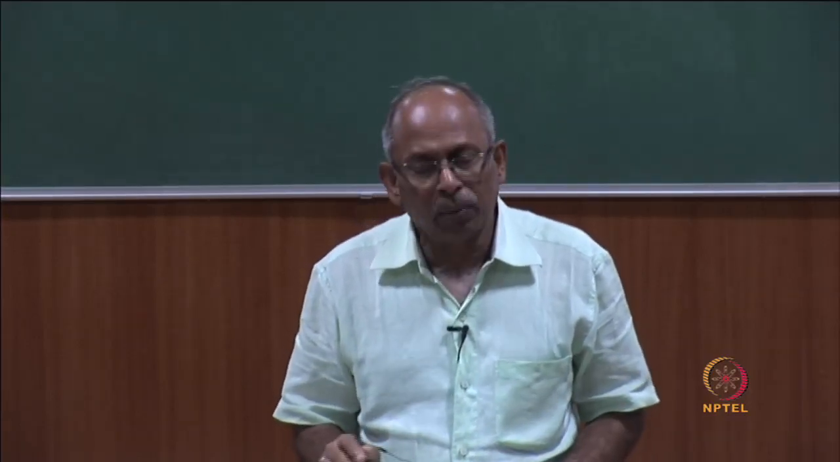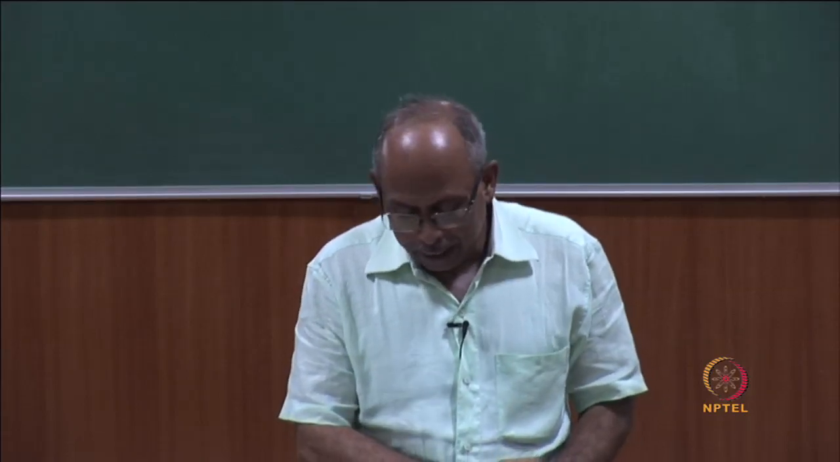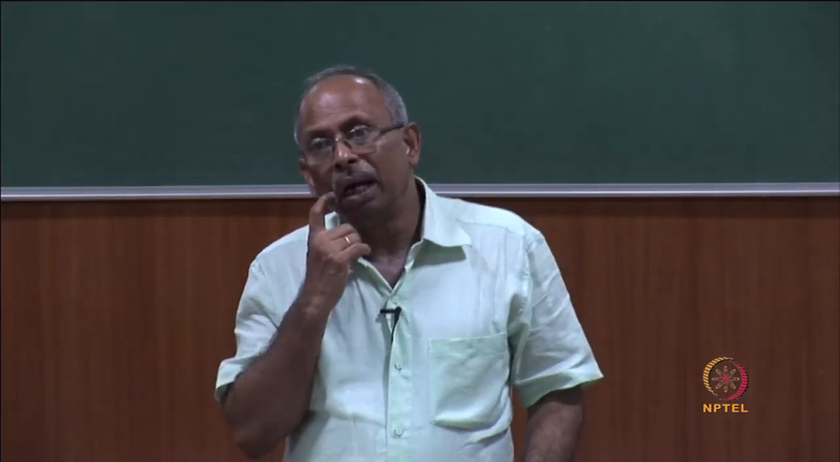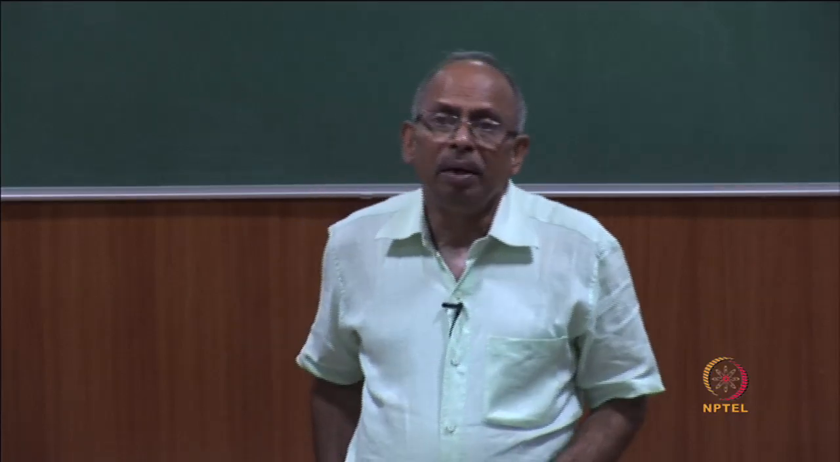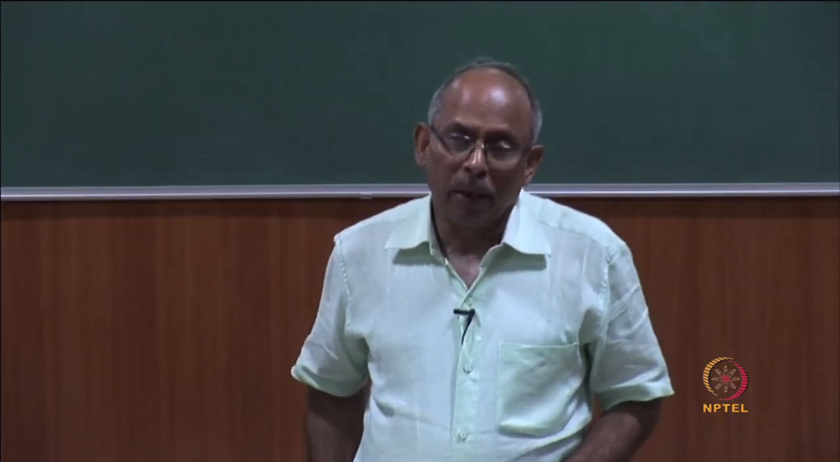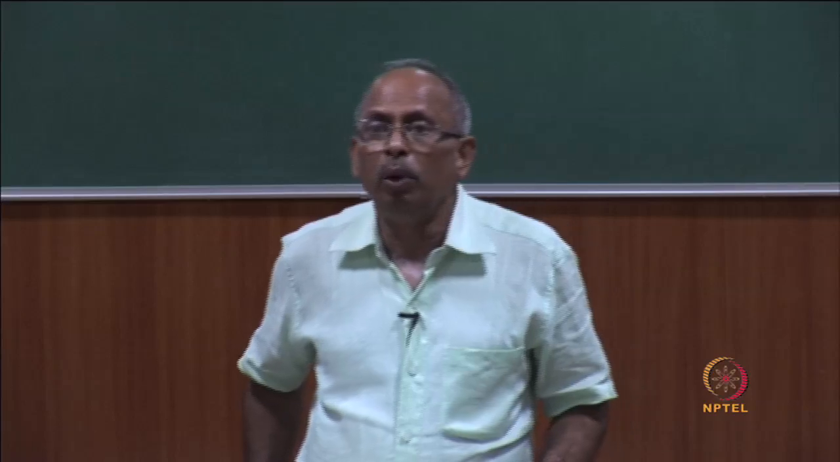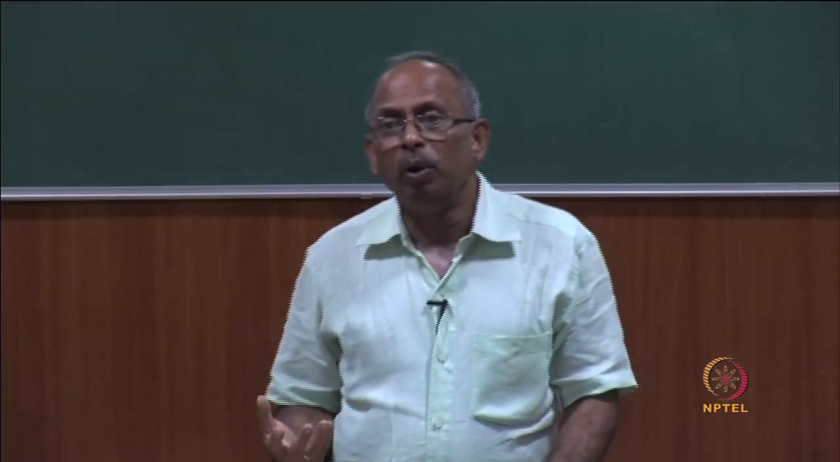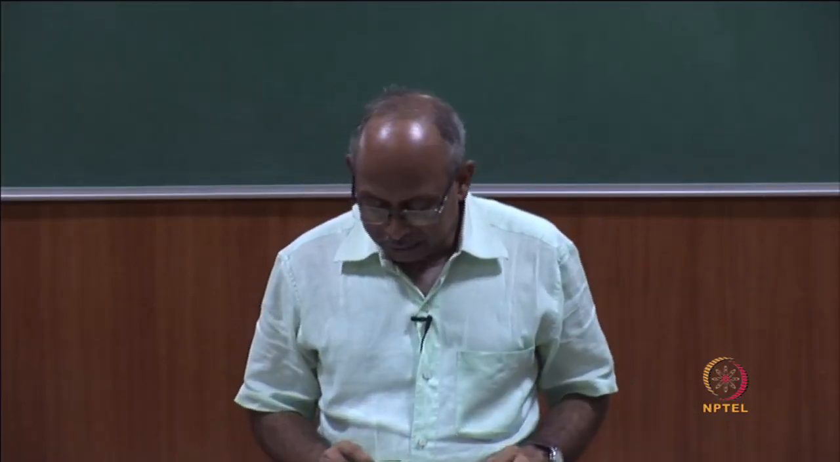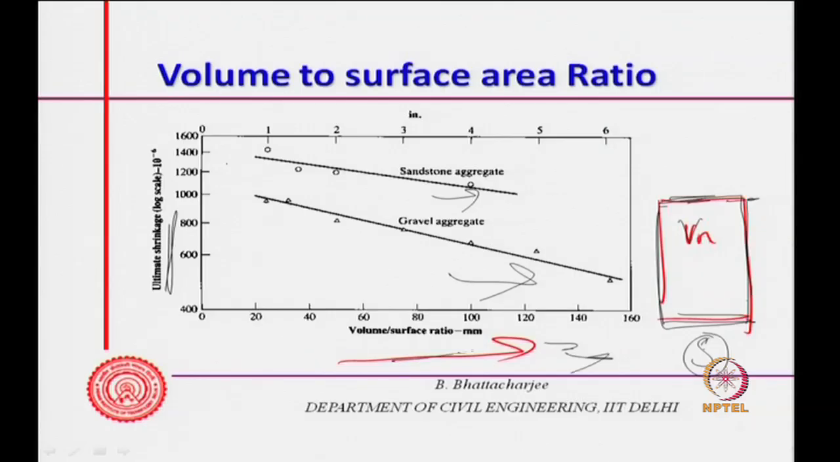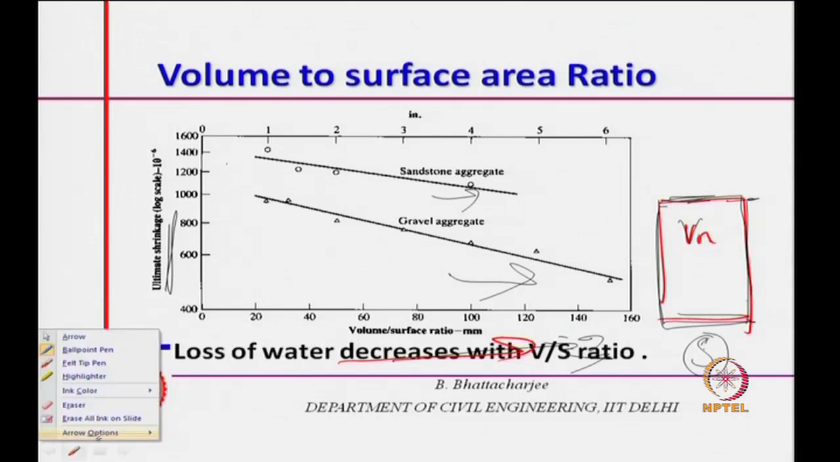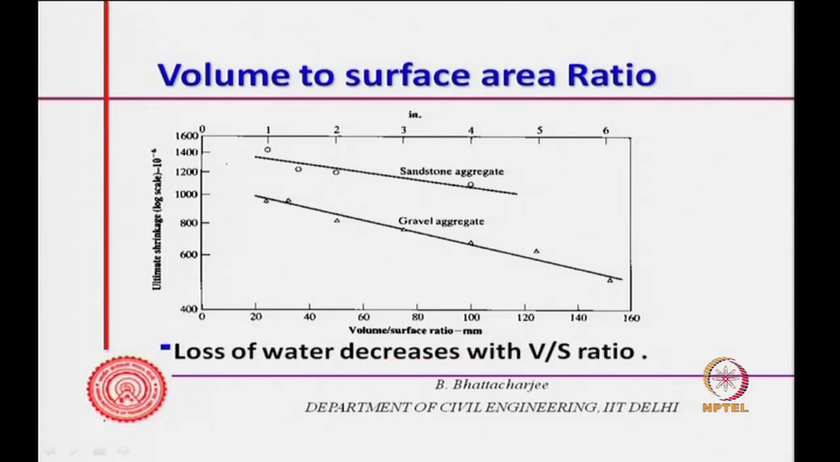So, drying shrinkage is what we are concentrating on right now. If you have large surface area per unit volume, or more volume per unit surface area, then shrinkage will be less, because evaporation is less. You can see that this is related to evaporation loss. Loss of water decreases with an increase in volume to surface area ratio. That is the idea.